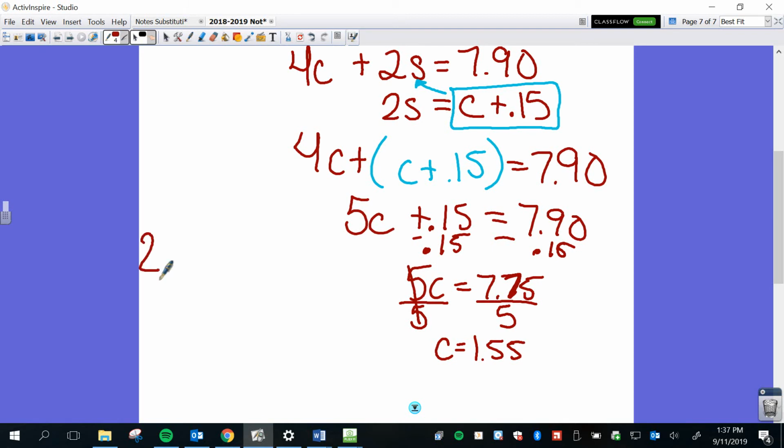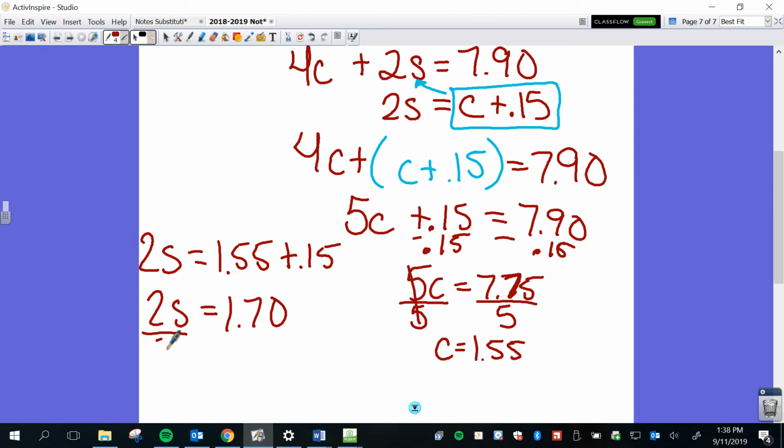2 shakes equals whatever a cheeseburger is, which we now know is 1.55, plus 15 cents. I'm just plugging into this equation. So 2S would equal 1.70. But that's what 2 shakes are, so divide by 2. 1 shake equals $1.70 divided by 2 would be 85 cents. Okay? Pretty good deal, right? Okay.